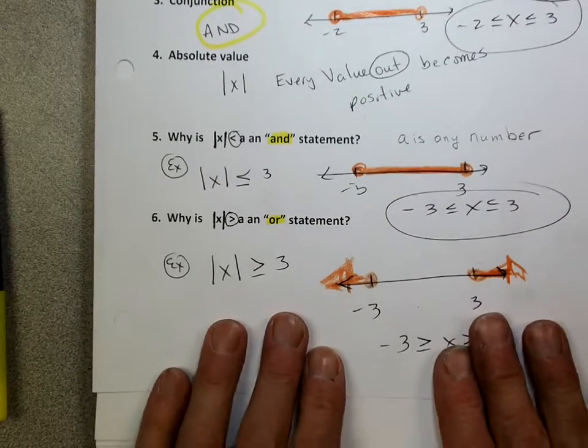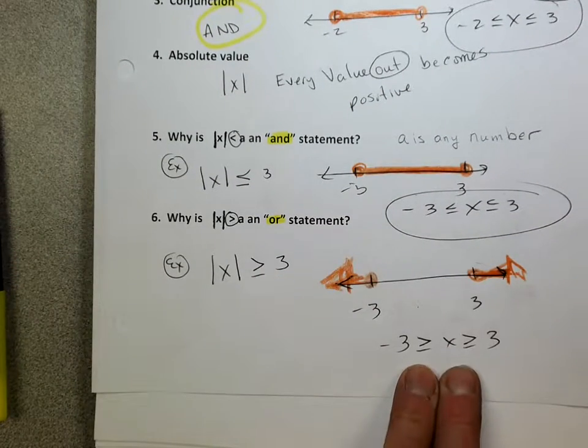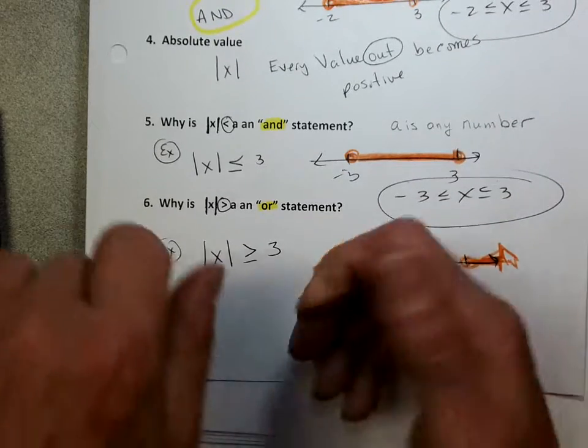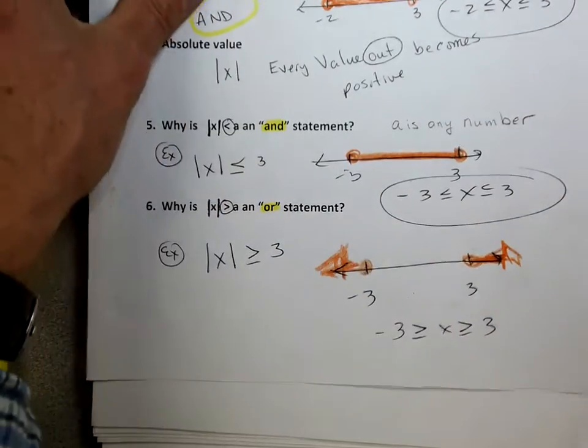If it's an or statement and they're a disjunction, when you rewrite it as a compound statement, make both statements go to the left. All right, so now let's take a look at the notes, okay?